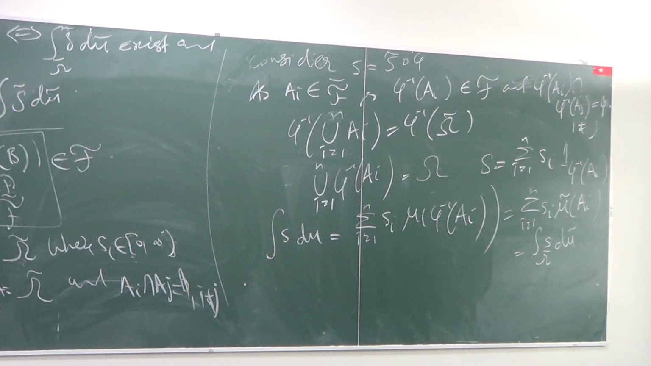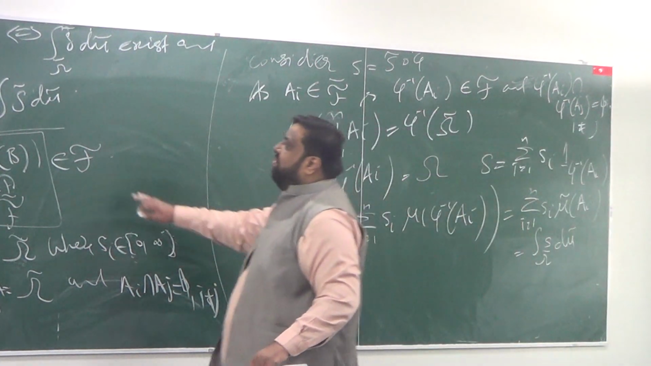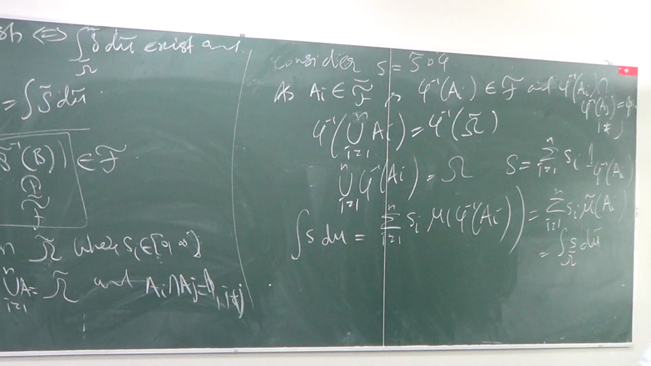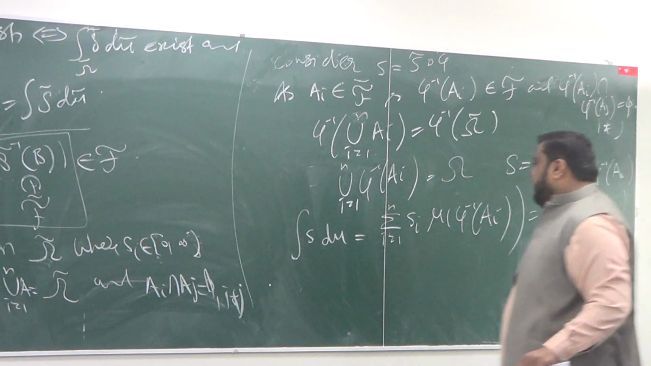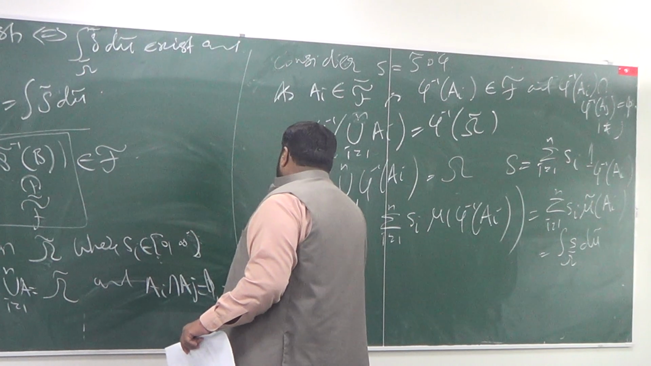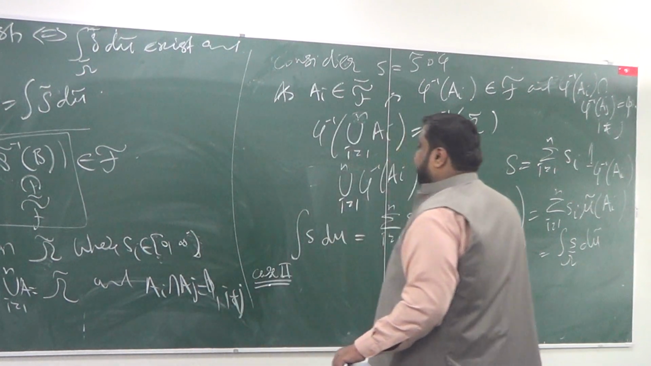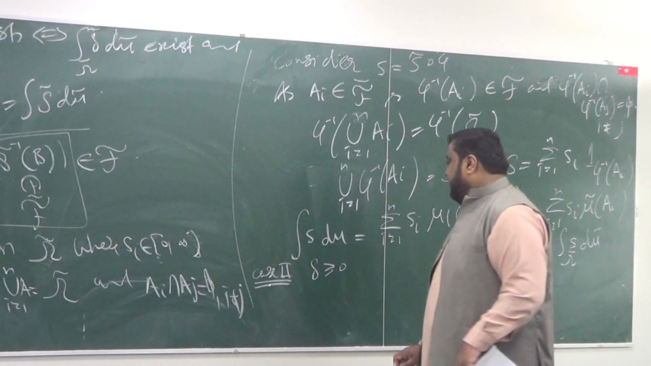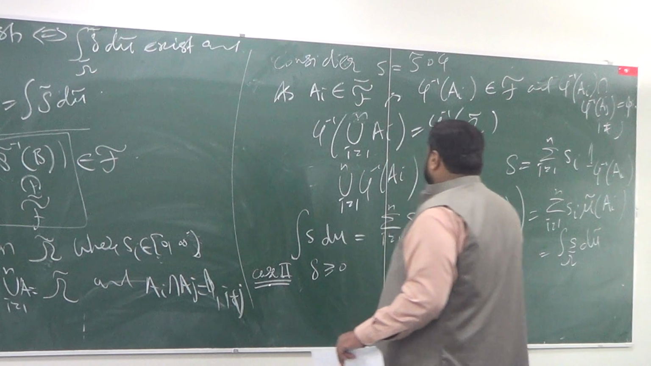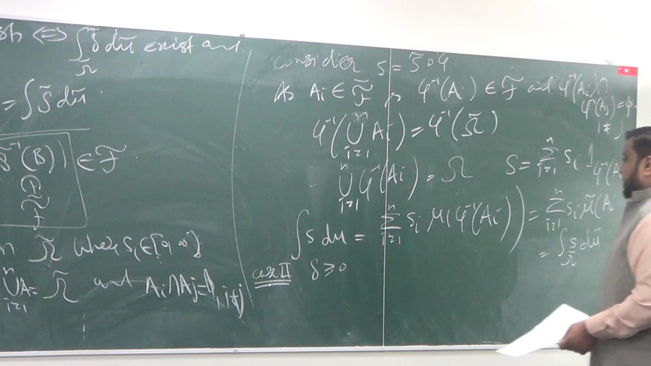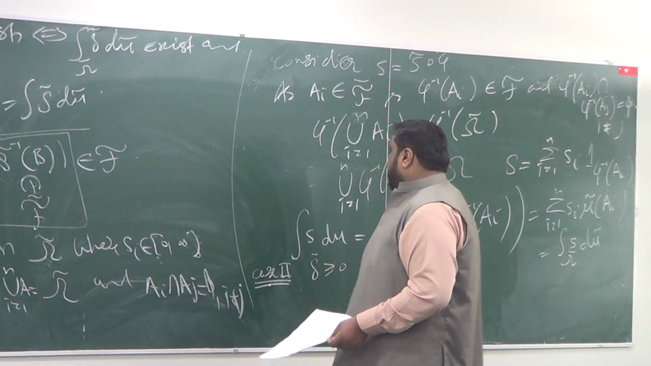So what this shows is that the claim is true if I have a simple function. How about case 2? I'll just do this and try to argue for the rest yourself. When g is something non-negative, and maybe g tilde is something non-negative.